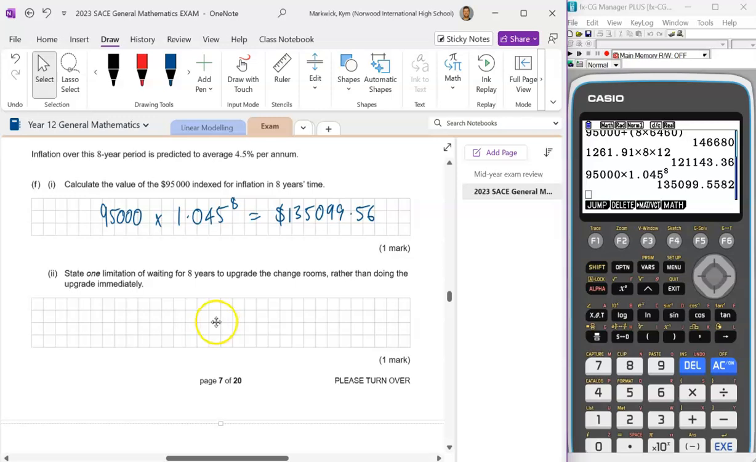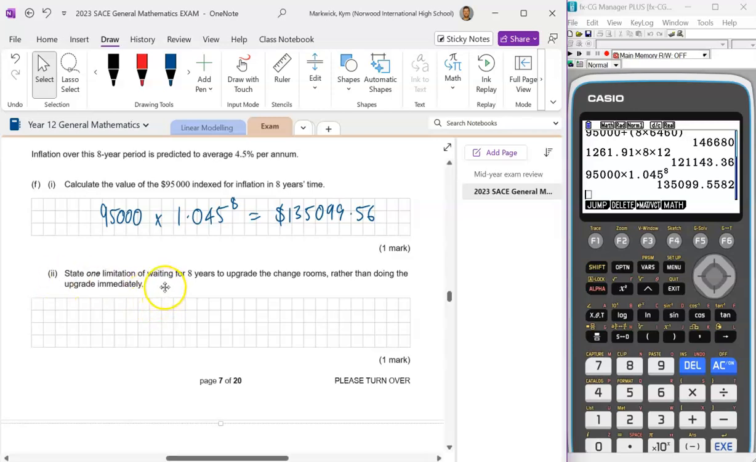Again, there are a few options here. One of those provided by SACE was that the club may lose potential members to rival clubs if the change rooms or facilities aren't upgraded. So one thing that you might look for if you're looking to join a club is how good their facilities are. So you don't want to lose members, so that could be one option.